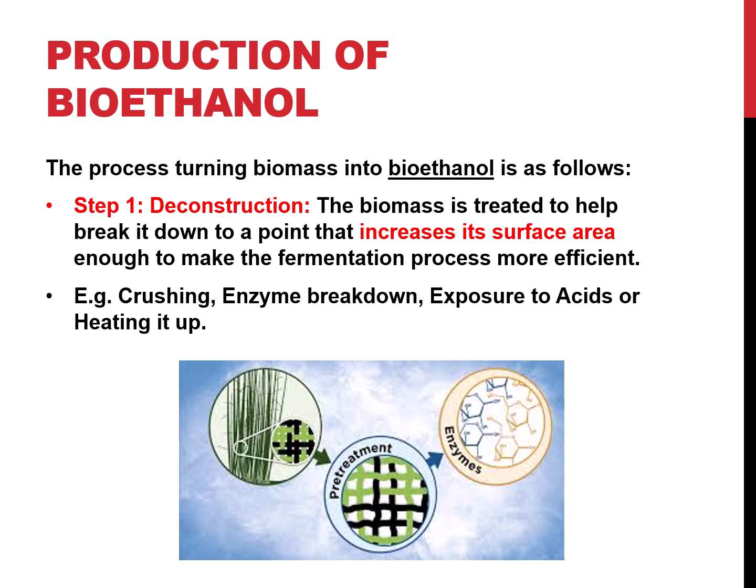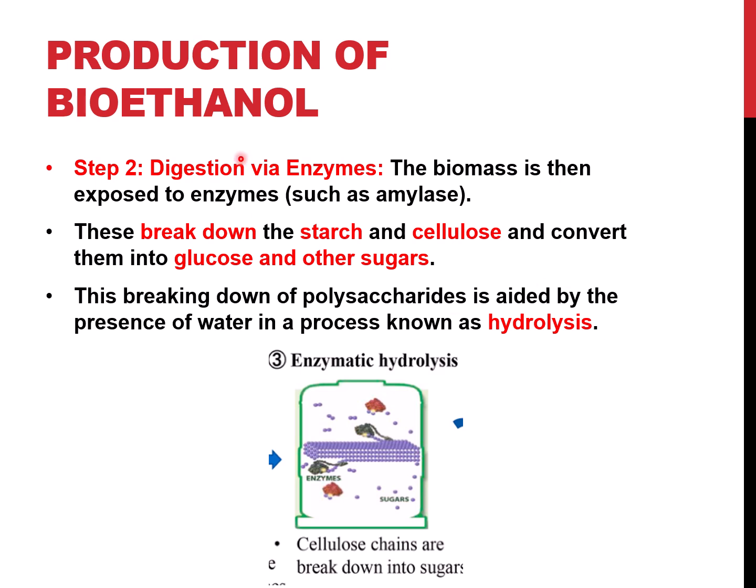There's a bunch of steps in the process of creating bioethanol. We will go through it, but I'm not entirely sure if this is required by VCAA, but we will talk about it. So when you're using anaerobic fermentation, essentially step 1, you deconstruct the biomass. You break it down, a chemical or physical change here. Step 2, digestion by enzymes. You send in enzymes such as amylase to break down the starch and cellulose. And again, breakdown of polysaccharides is aided by the water hydrolysis process.